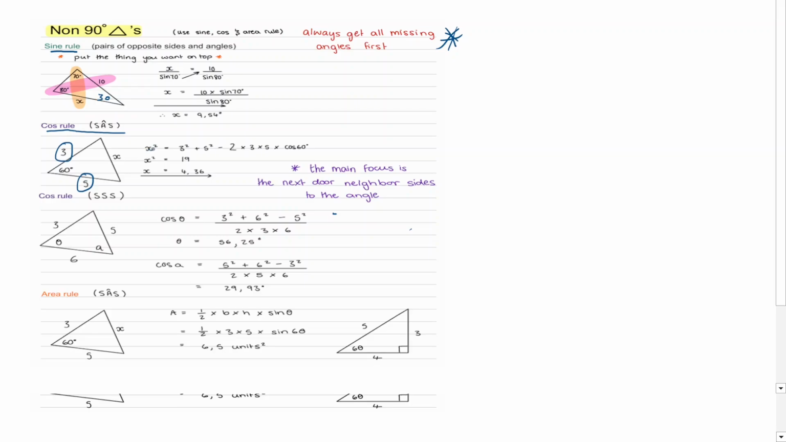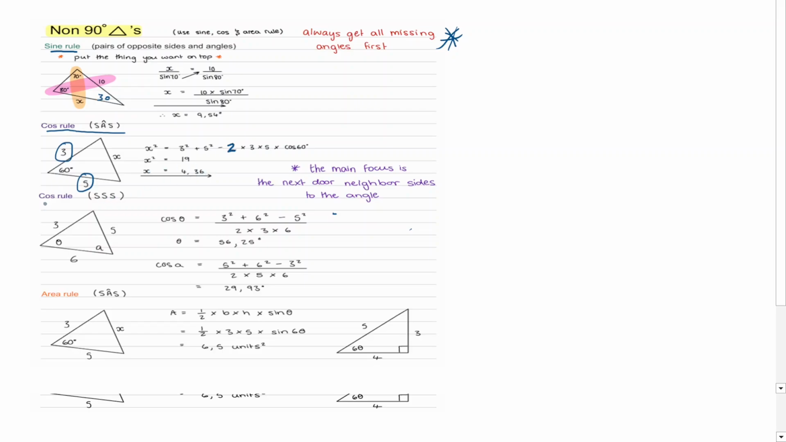And so it's kind of like Pythagoras to start. X squared equals 3 squared plus 5 squared minus, there's always a 2 in the formula, times the next door neighbors, 3 times 5, and it's cos rule. So I do need cos at some point. So it's times cos of the angle. That just gave me 19. And so obviously if I want x, I square root that.